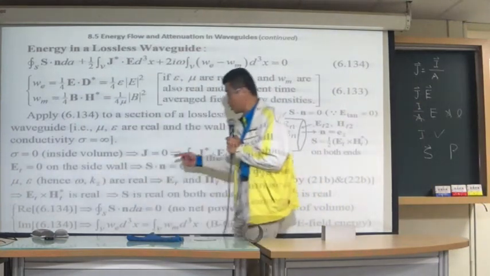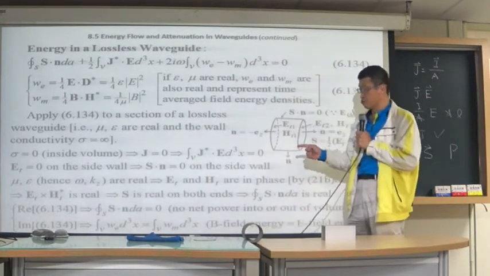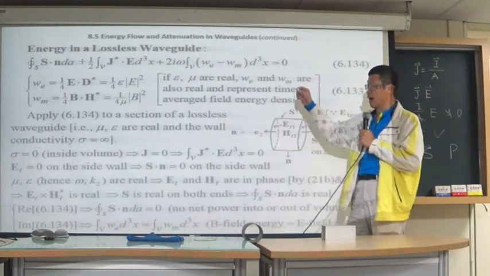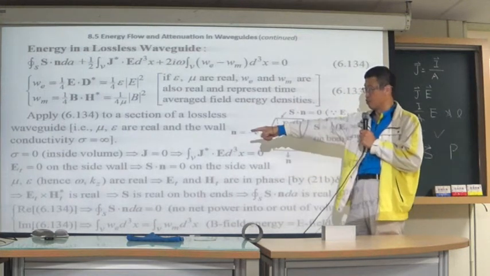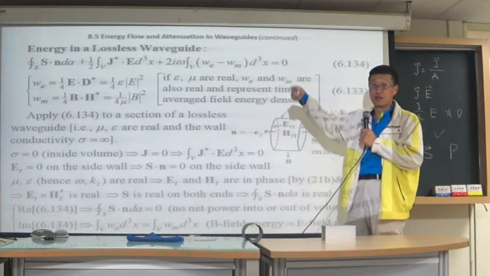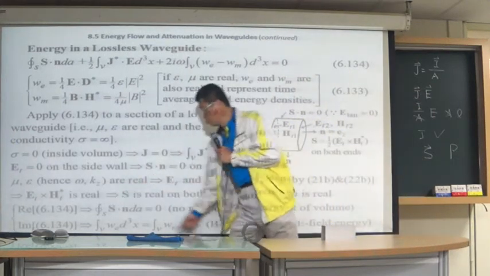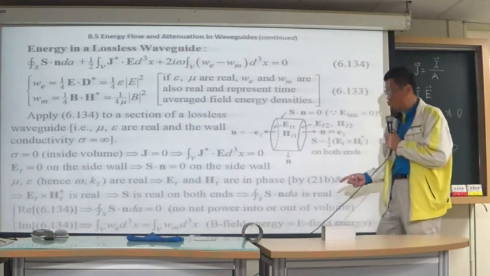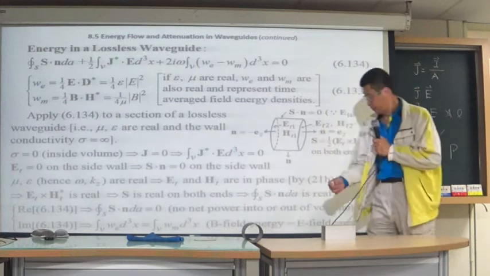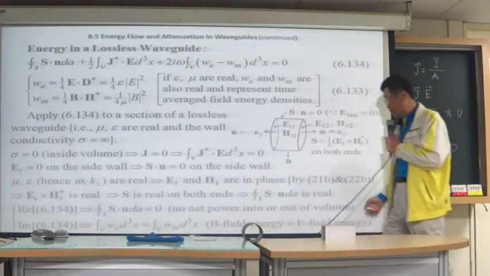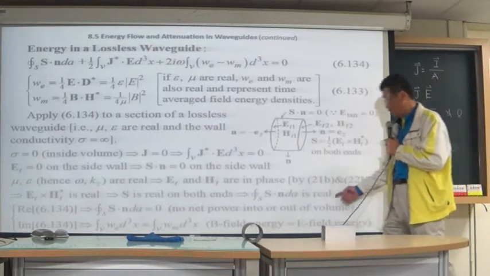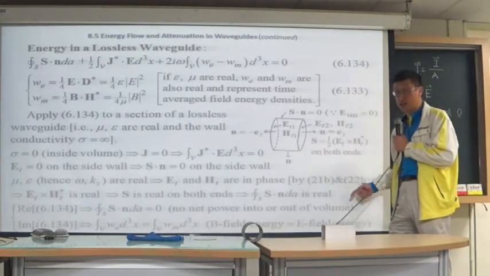E cross H star is real because they are in phase. Exponential i phi times exponential minus i phi cancel. Therefore, this one should be real. So X is real on both ends, this end and this end. X should be real. Therefore, this integration will give us the real quantity.